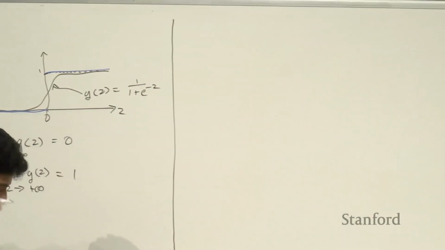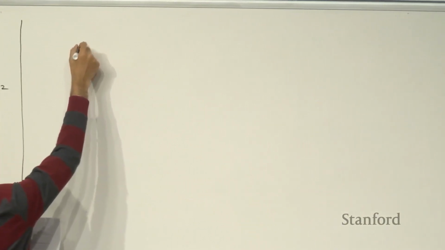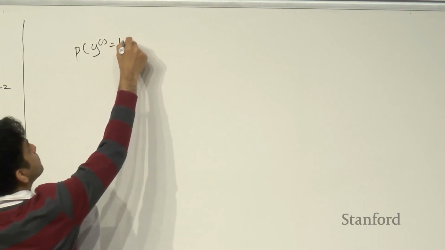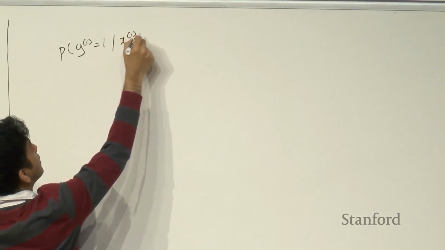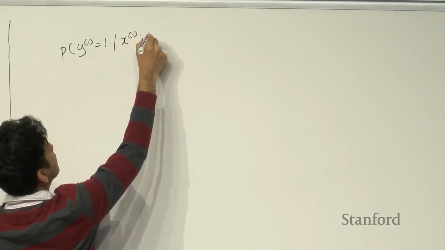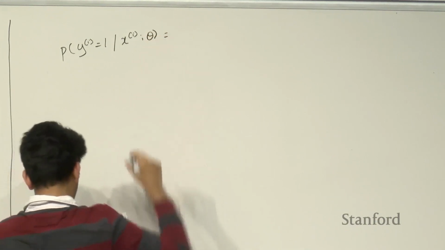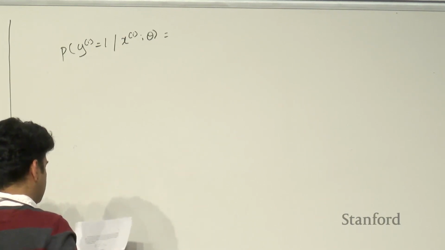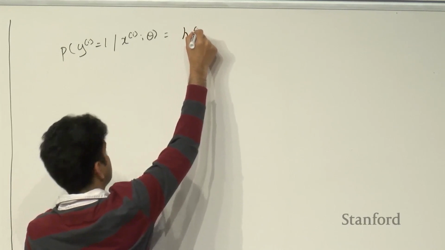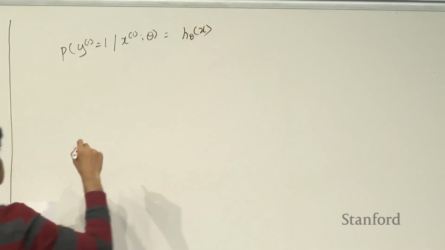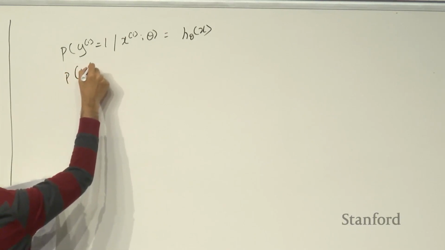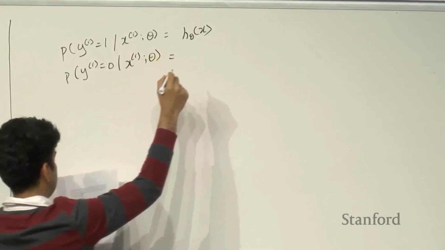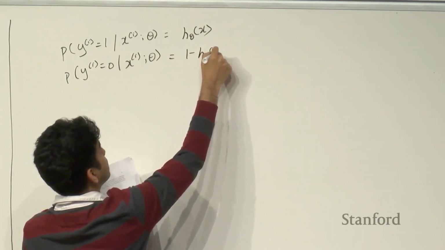Right? And now we define, just as in the case of linear regression, a likelihood function. Right? So we say p of y_i equal to 1 given x_i, theta is equal to h_theta of x, and similarly p of y_i equals 0 given x_i, theta is equal to 1 minus h_theta of x.